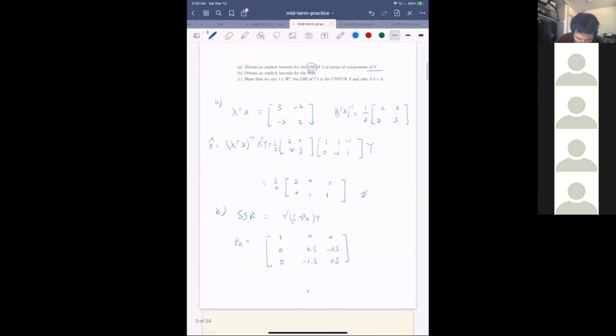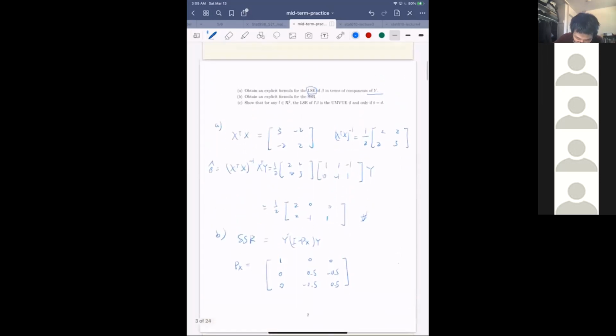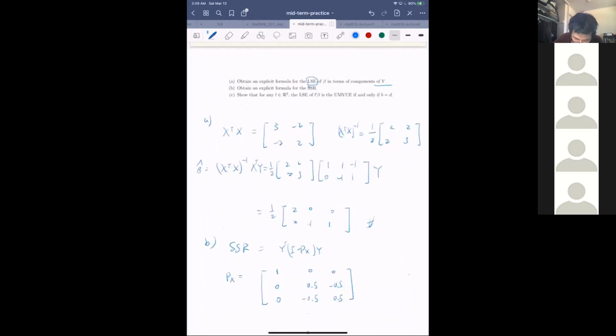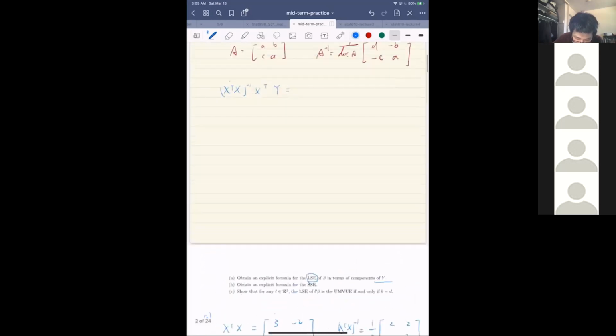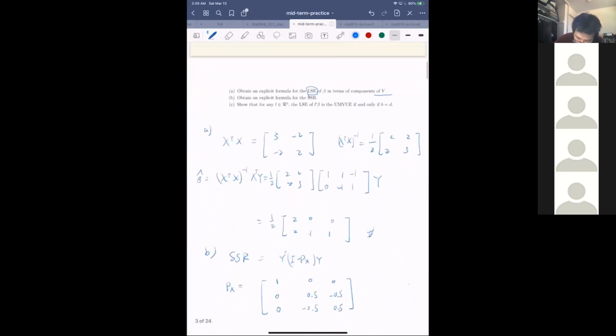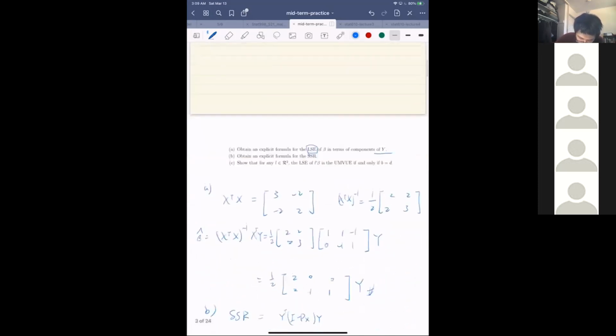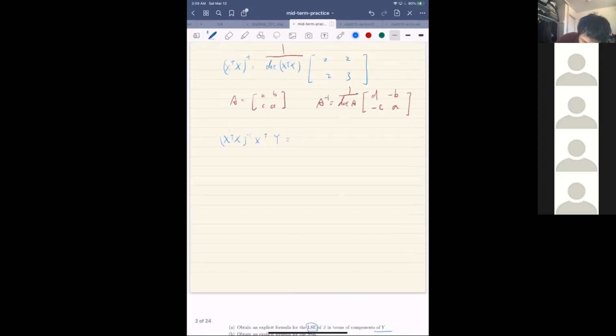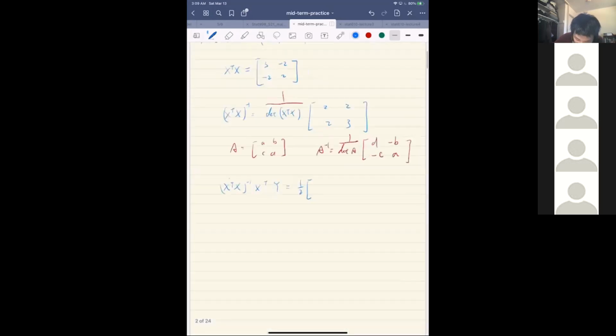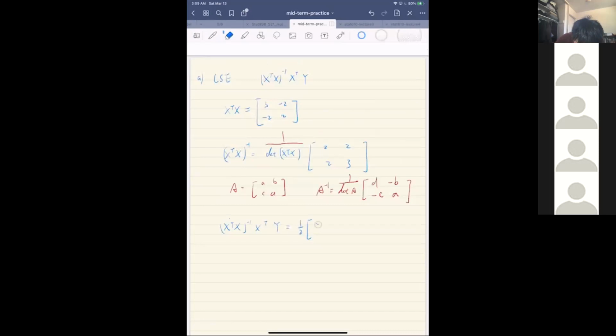So that's weird. Why the beta hat is, X transpose X inverse is this. X transpose y is, okay, I don't have y. We don't have y here, so it should be like this. Okay, so this is the least squares method.